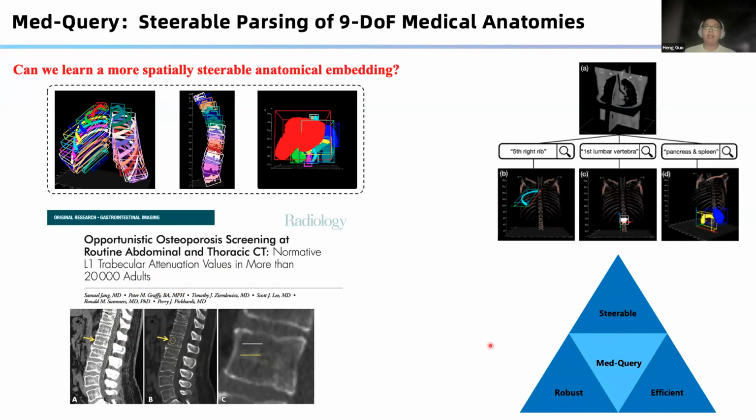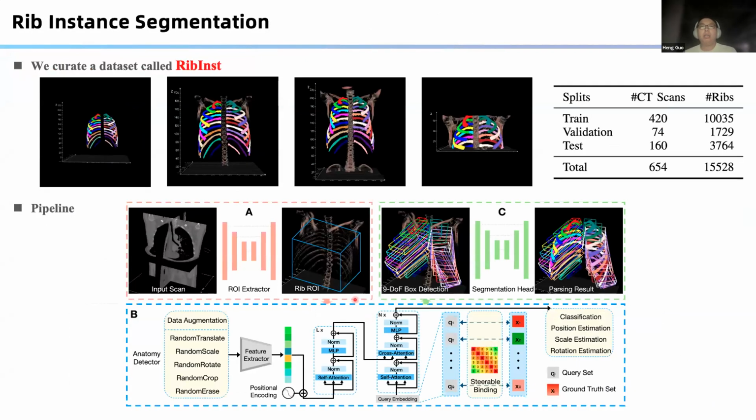So finally, MICCAI is realized. We start from the rib instance segmentation task because this kind of anatomical structure is sufficiently difficult. They are elongated and oblique in our chest. If our framework can achieve steerable parsing on this kind of structure, it can generalize well to other structures. We first curate a dataset called RibInst. It consists of 420 cases in training, 74 cases in validation, and 160 cases in testing.